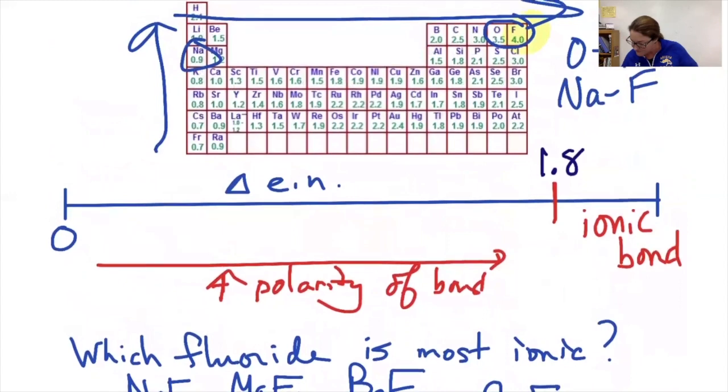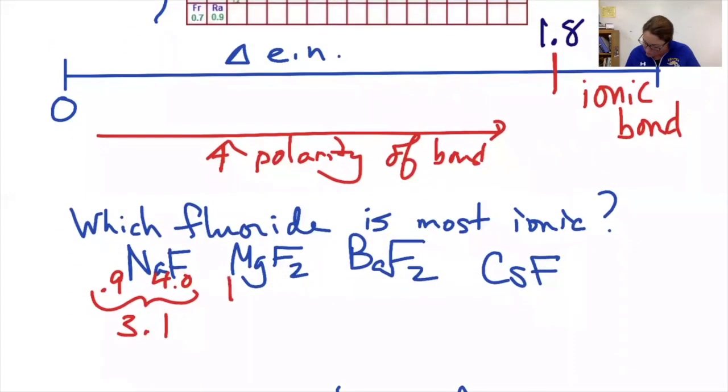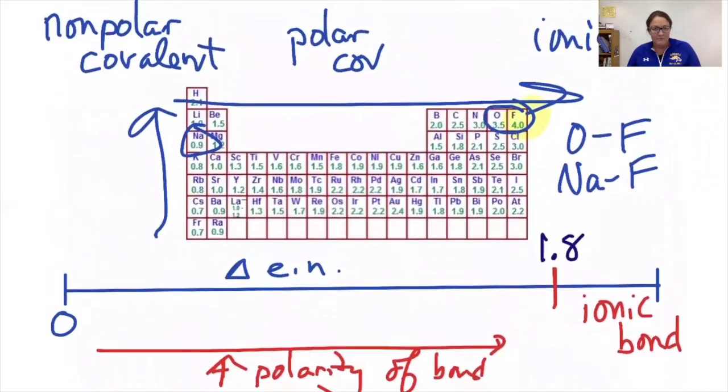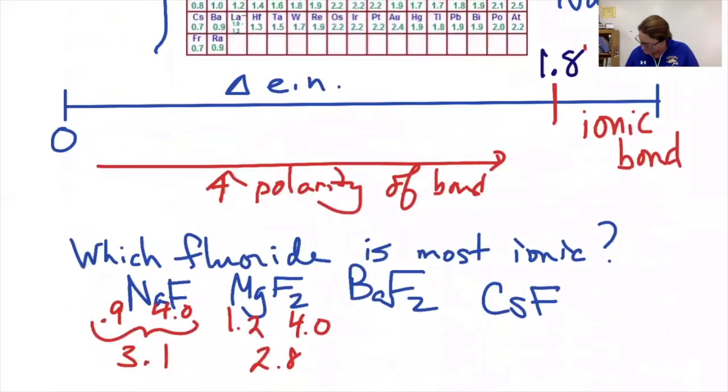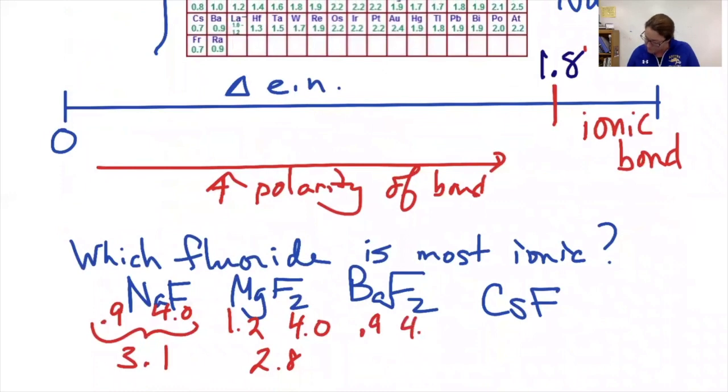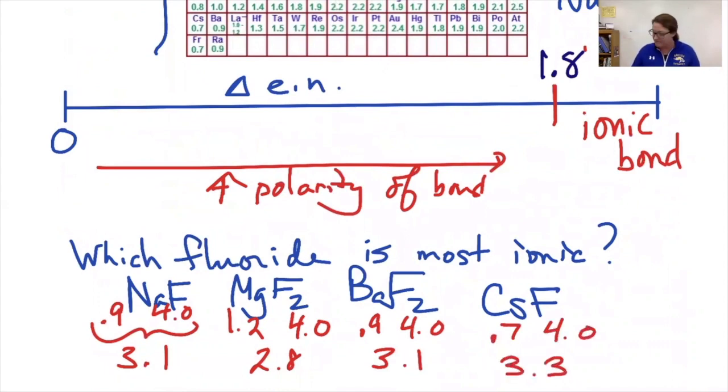Comparing magnesium and fluorine, 1.2 and 4.0. It doesn't matter that there are two fluorines; I don't need to take that into account. It gives us a difference of 2.8. Barium fluoride, 0.9 and 4.0 gives us a difference of 3.1. Cesium fluoride, 0.7 and 4.0, gives us a difference of 3.3, classifying this as the most ionic of those.